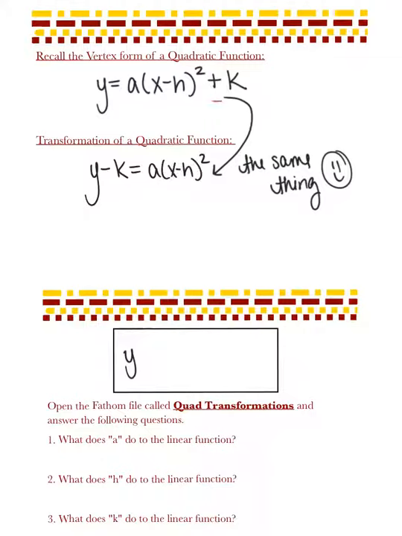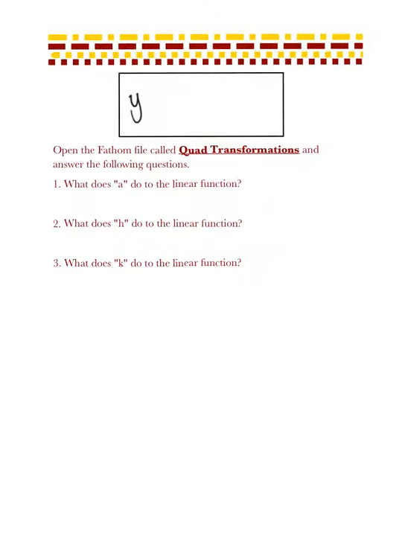So you can see the only thing I'm doing here is subtracting the k, so I'm moving it from the right hand side and I'm moving it to the left hand side. So almost the same thing. Alright, so I'll have y minus k equals a times x minus h quantity squared. And you'll see why I like this transformation form with the k on the other side in just a moment.